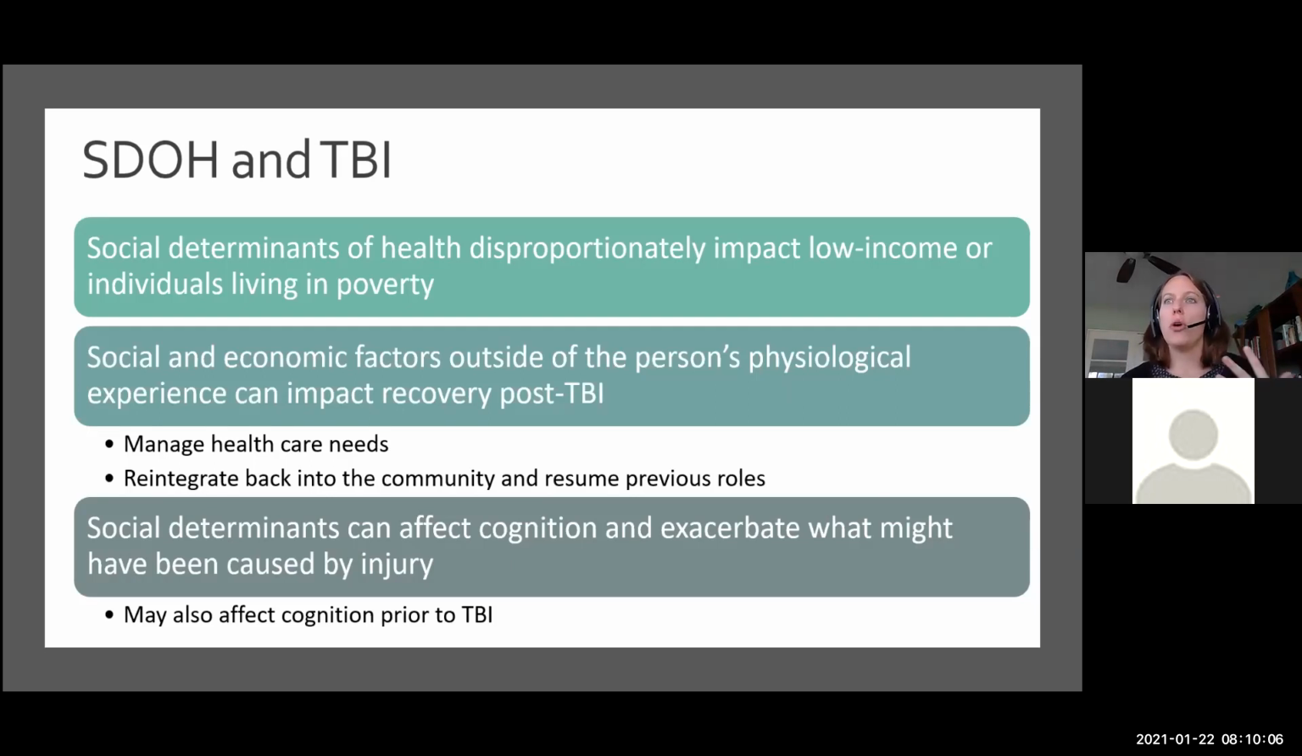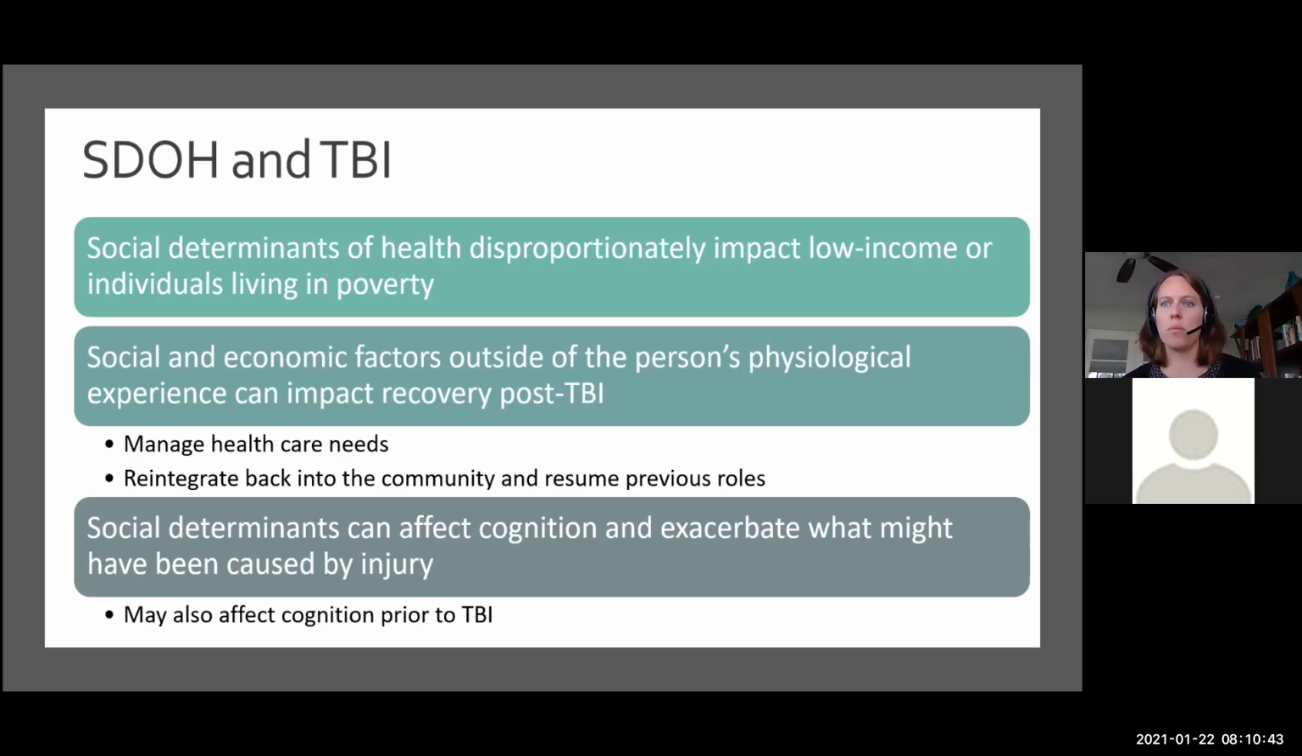So what we know about social determinants of health is that they disproportionately impact low-income individuals or persons living in poverty. We know that social and economic factors can really impact recovery outside of the person's physiological experience. So in TBI recovery, the extent of the damage or the location of the injury has an impact on recovery, but these other external factors really can impact recovery as well, impacting somebody's ability to manage their healthcare needs or reintegrate back into the community and resume their previous life roles.